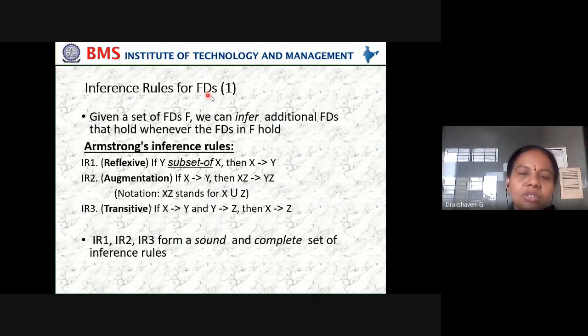So, inference rules for functional dependency. Reflexive: if Y is a subset of X, then X is functionally dependent on Y. In the same way, augmentation: if X is functionally dependent on Y, then we add the same value to both sides, XZ as well as YZ. So let us take a small example. Augmentation: suppose your USN is functionally dependent on name.